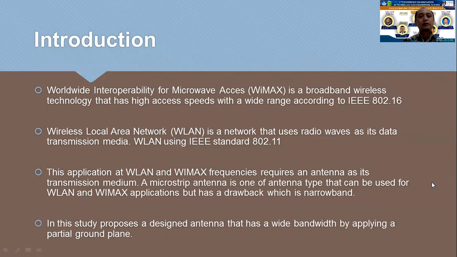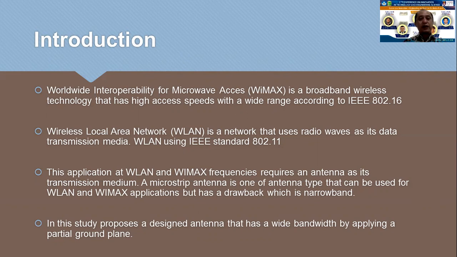As an introduction, WiMAX, or Worldwide Interoperability for Microwave Access, is a broadband wireless technology that has high access speed with a wide range according to IEEE 802.16. While wireless local area network, also called WLAN, is a network that uses radio waves as its data transmission medium. This wireless LAN uses IEEE standard 802.11.